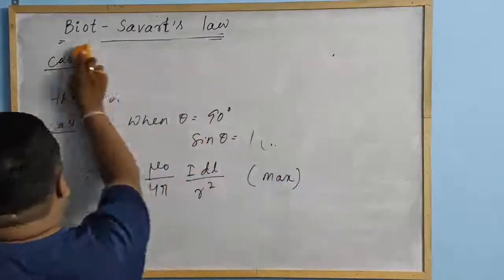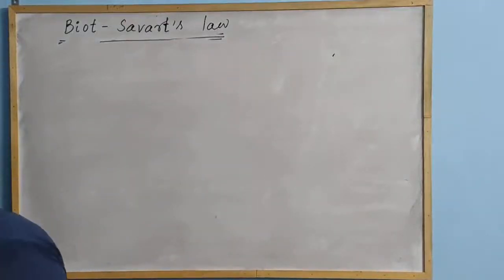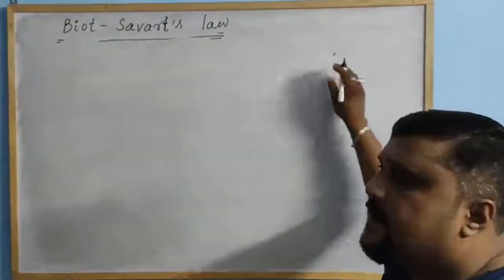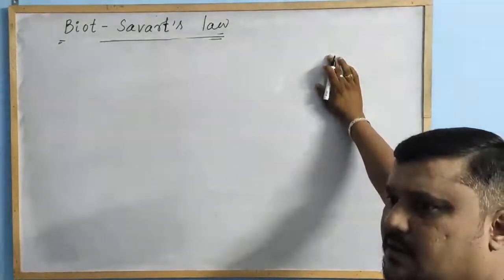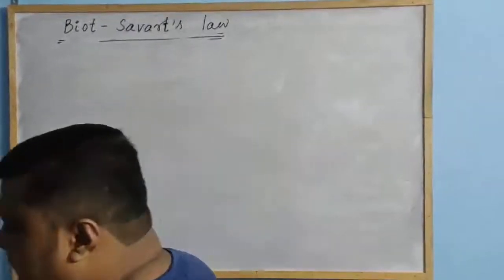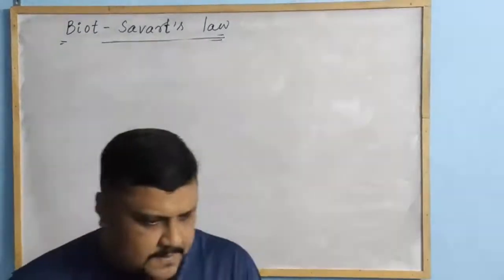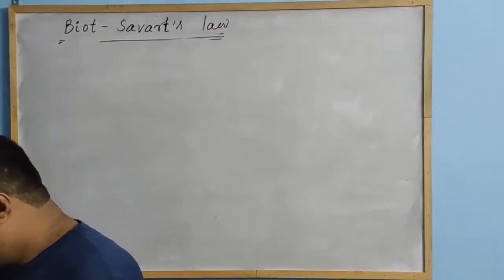So this is about the different cases of Biot-Savart's law for a small element. Is that clear? Now we'll compare this Biot-Savart's law with our Coulomb's law. Coulomb's law is used for the electric field.